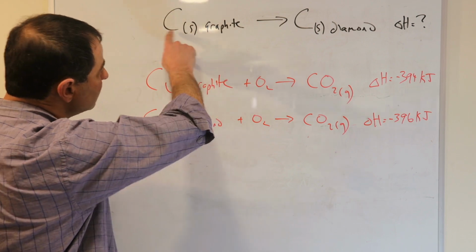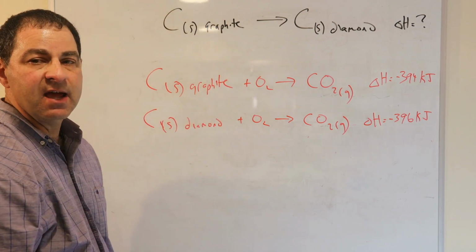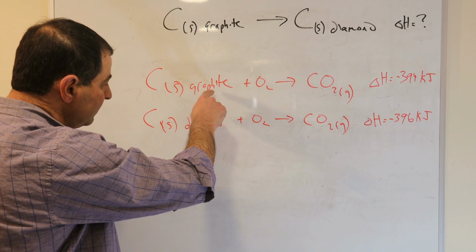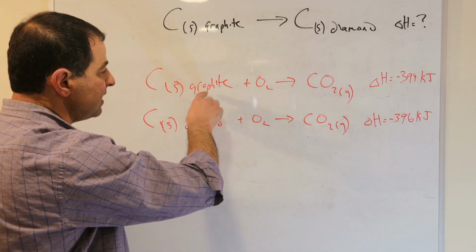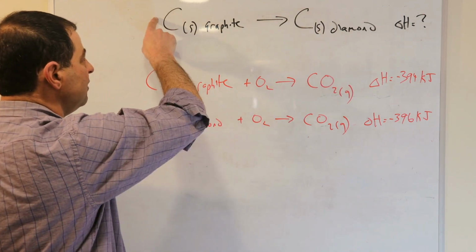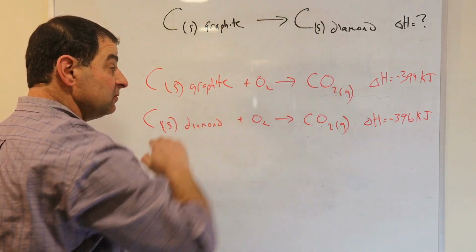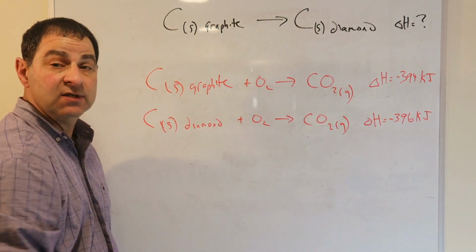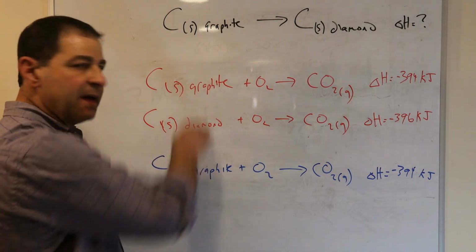I see here carbon as graphite is a reactant. Here's carbon as graphite, a reactant. So I'm simply going to write this. I need one of them here. I have one in this partial reaction. So I'm going to go ahead and use that as written. I just copy it down.